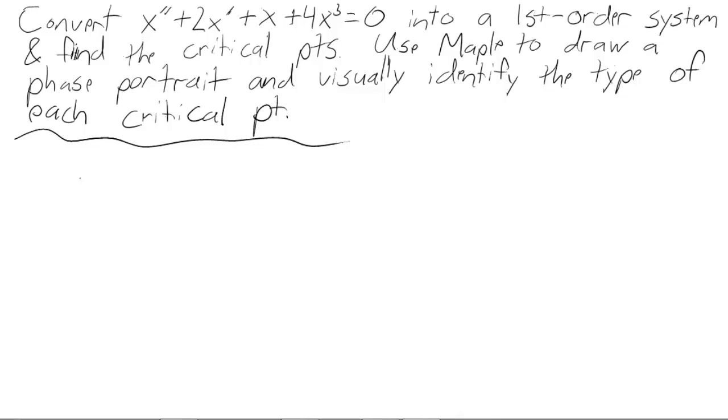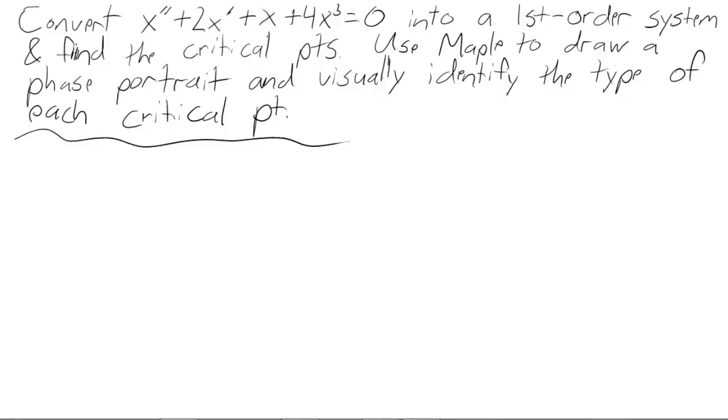Alright, we'd like to convert this second order differential equation into a first order system, and then we want to find the critical points of that system. We'll then use Maple to draw a phase portrait and slope field for this first order system that we converted into, and then we'll visually identify the type of each critical point.